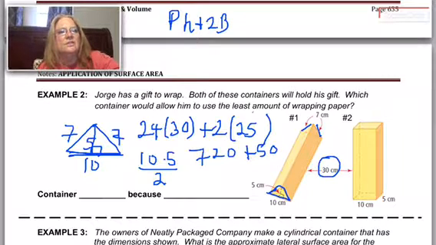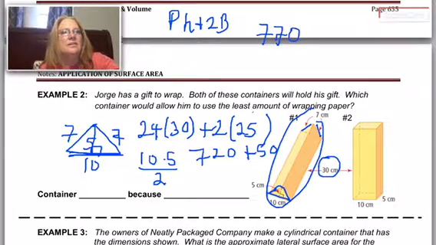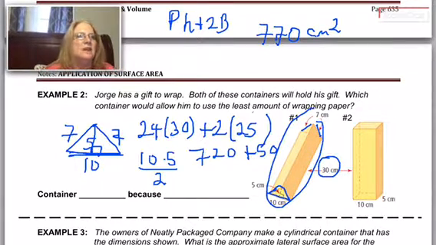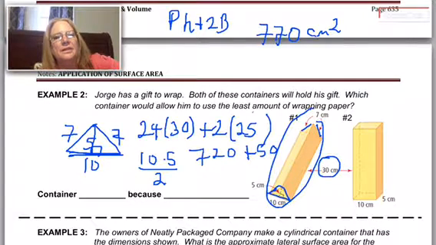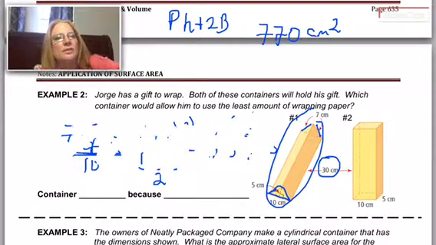And we'll see that the surface area of this figure 1 is going to be 770 centimeters squared. And so now we're going to look at figure 2 and see what we come up with. So again, let me erase this so I can have some room to work.